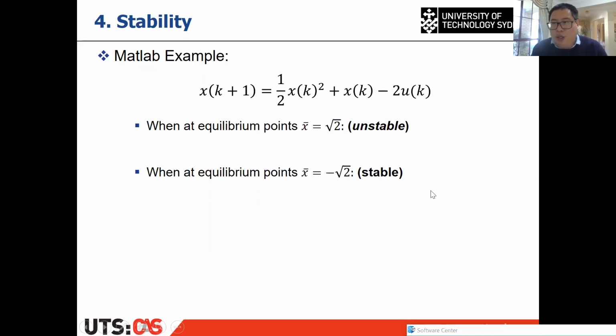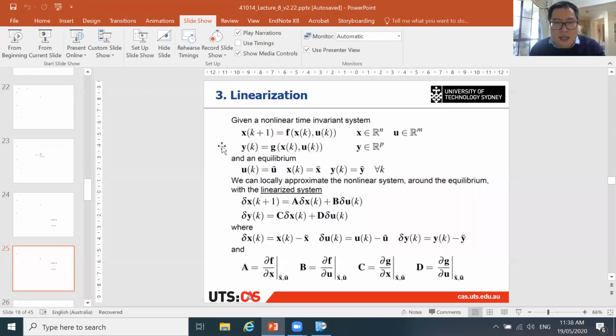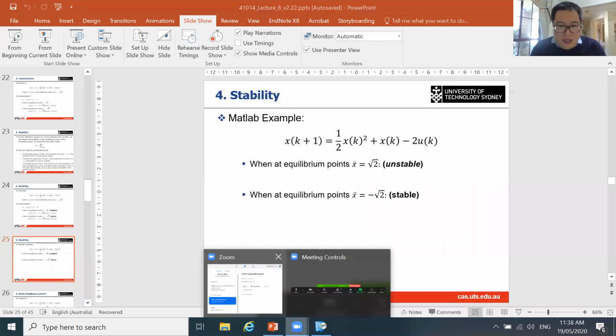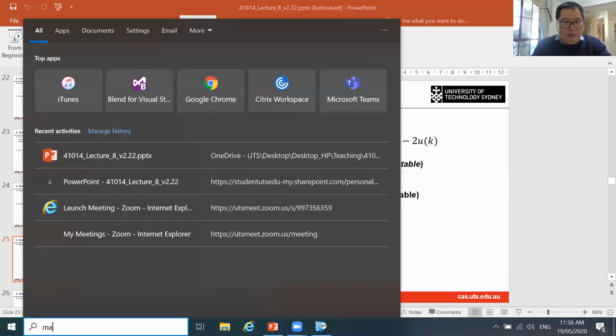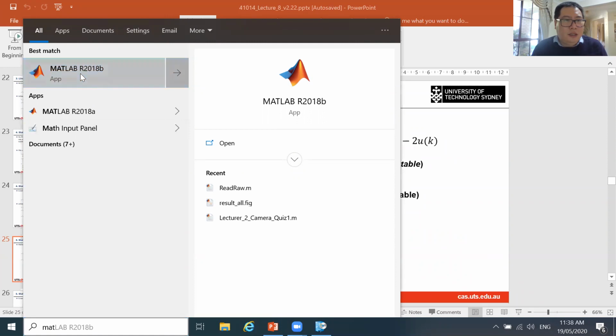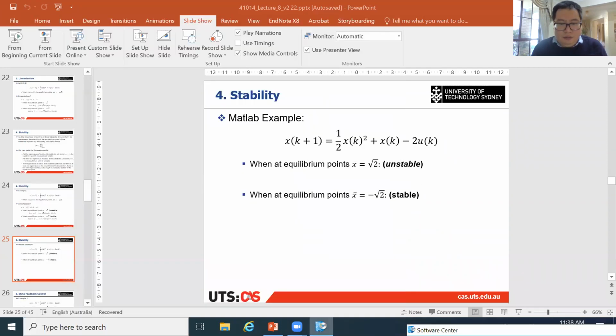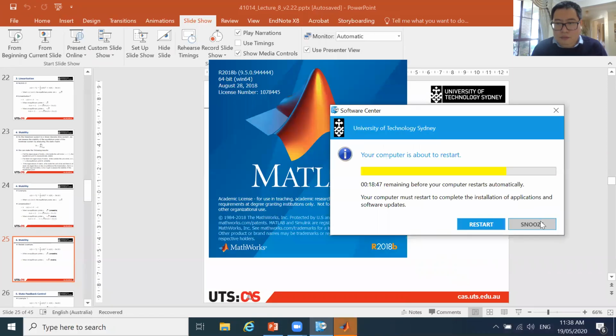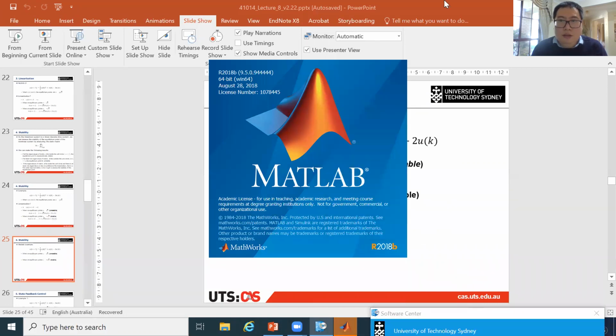All right, and I will show you some Matlab example about the stability. Then the Matlab is restarted. Yeah, I don't know what happened. All right, so wait a minute.